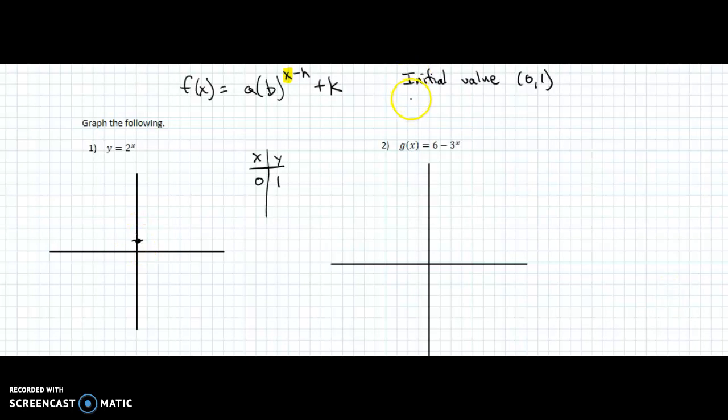There's also a horizontal asymptote at y is equal to k. And so in this case, k is 0. There would be like a plus 0 out here. And so this graph of this parent function has a horizontal asymptote that is on the x-axis. So that's the line the graph will approach but never cross. And this makes sense if you think about an xy table, because you could never get a negative number.